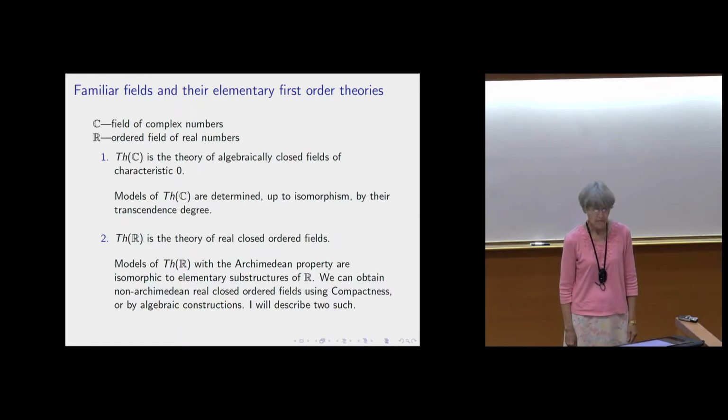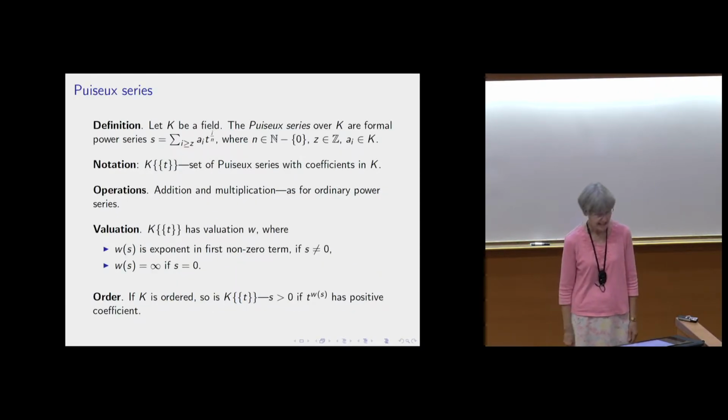There are models that are Archimedean, and these are isomorphic to elementary substructures of the reals, but there are non-Archimedean real closed ordered fields. We could get those using compactness, but we could also get them by algebraic constructions, and I want to describe a couple of algebraic constructions that produce such things. The first is Puiseux series.